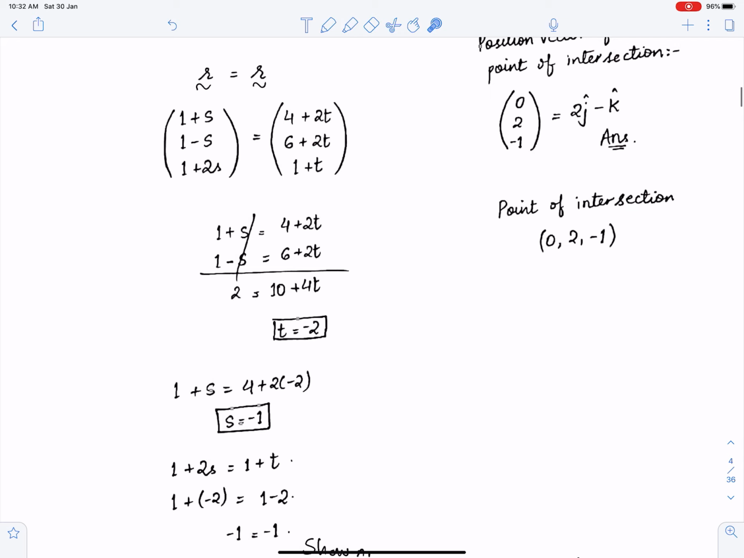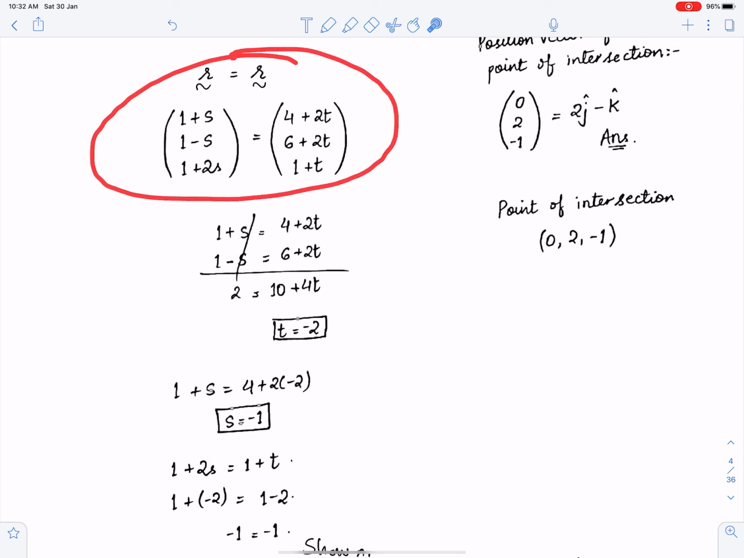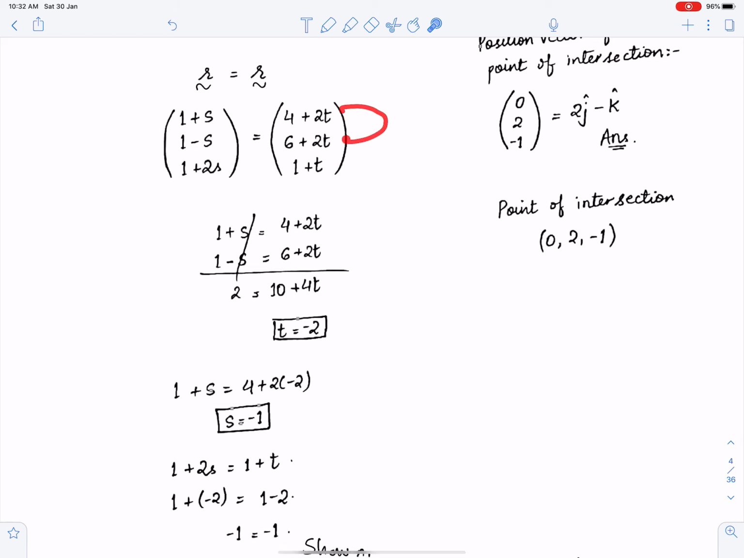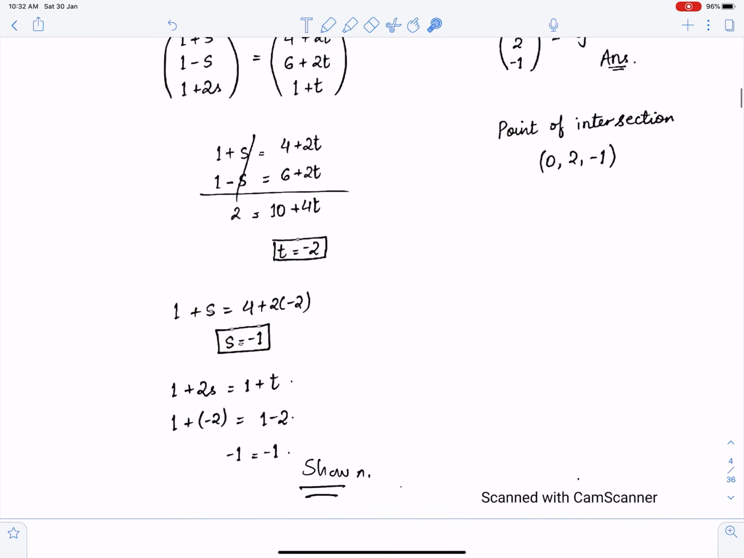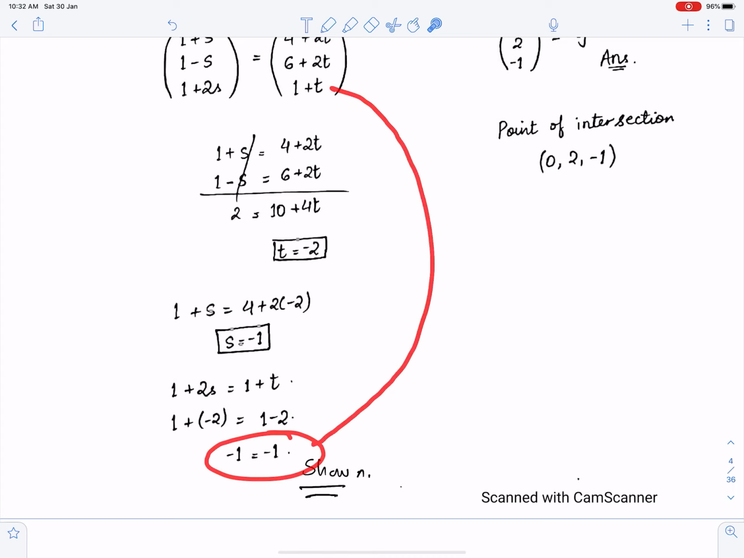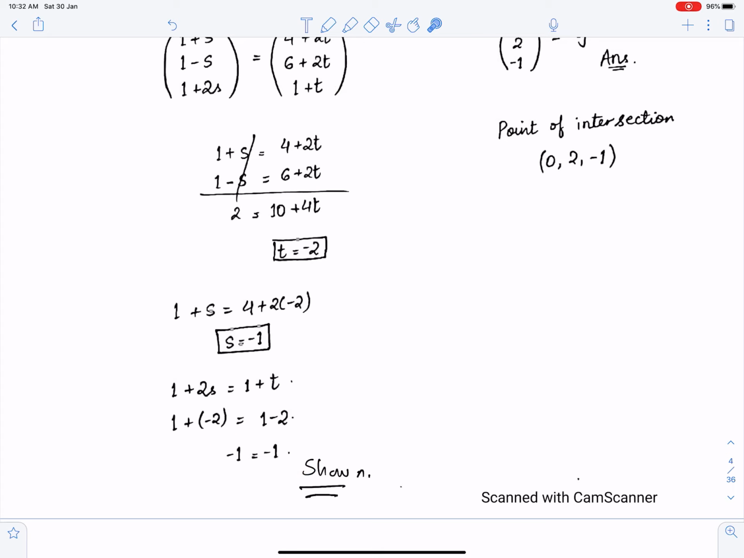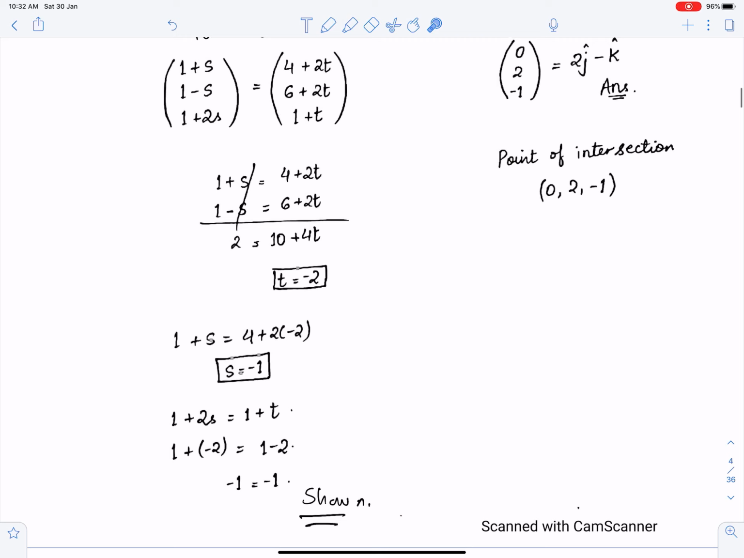So I'm just giving you a short recap. First, equate both the R's, get three equations, solve any two. I solved the first and second. By solving these two equations, we have the values of S and T. By substituting the values of S and T into this equation, which I did not consider for solving, this equation is verified. This means lines do intersect and lines are consistent.